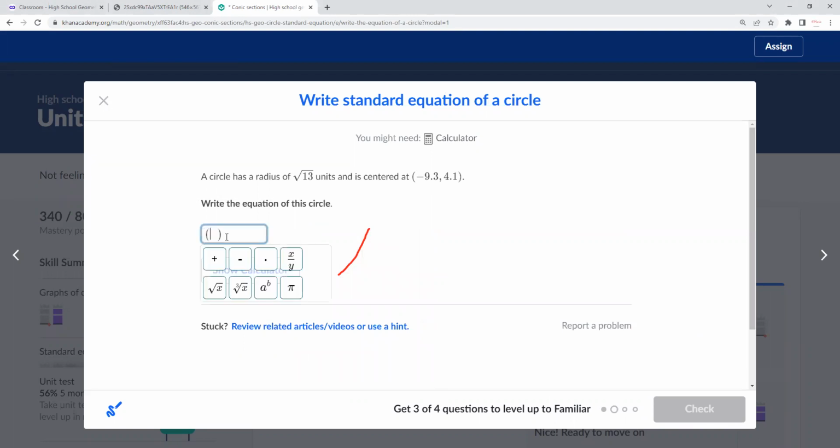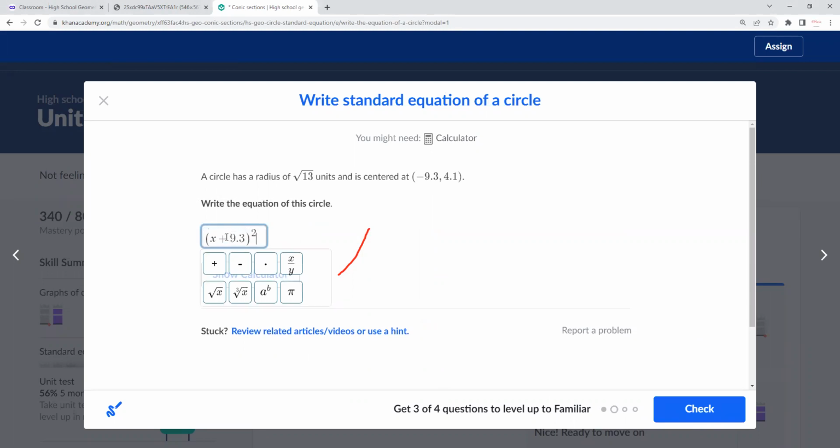Okay, so for this one, we would do (x + 9.3)² + (9 − 4.1)², and the radius is the square root of 13 squared, which is just 13.